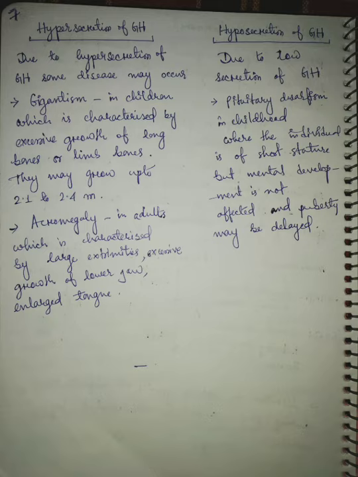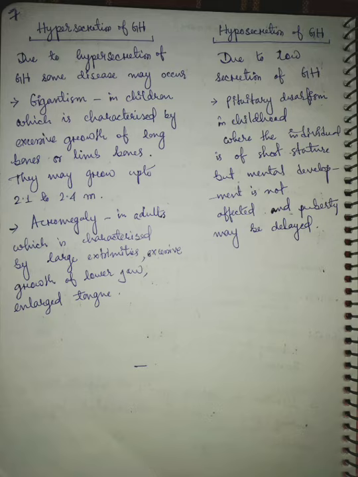In gigantism, children are characterized by excessive growth of long bones or limb bones. They may grow up to 2.1 to 2.4 meters. That means their height may grow abnormally. Their height is very high. In adults, it is characterized by large extremities, excessive growth of lower jaw and enlarged tongue.